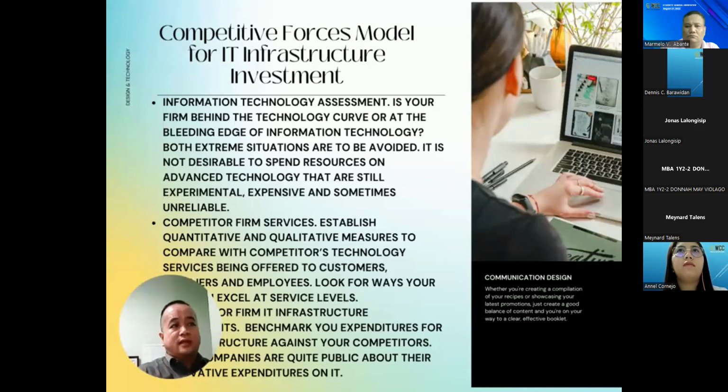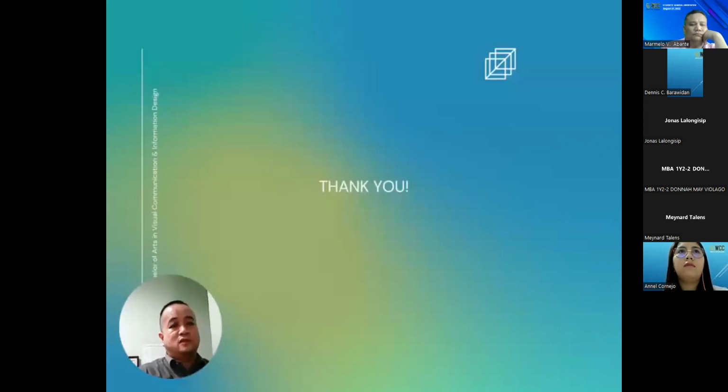Competitor firm services. Establish quantitative and qualitative measures to compare with competitors' technology services being offered to customers, suppliers, and employees. Look for ways your firm can excel at service levels. Competitor firm IT infrastructure investments. Benchmark expenditures for IT infrastructure against your competitors. Many companies are quite public about their innovative expenditures on IT.